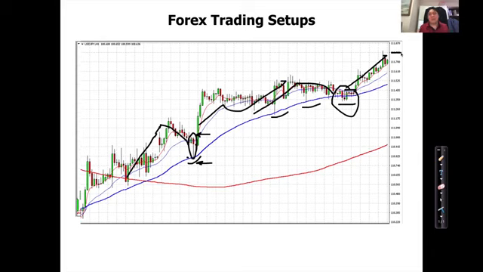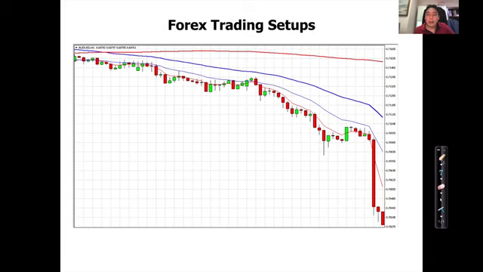So this is basic stuff, right? Any professional trader will tell you this is basic 101 stuff. This is how you trade. You trade trends. You trade retracements of trends. So here's an example on a downtrend. You can see clearly it's making lower highs and lower lows.